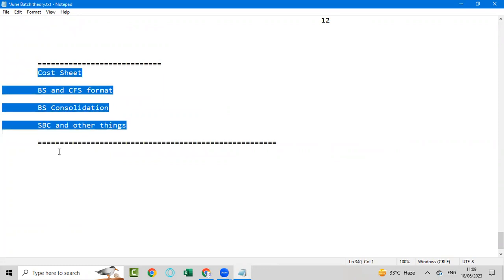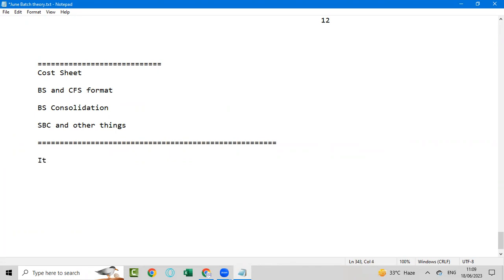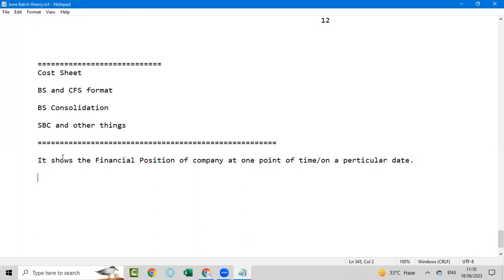Okay. So the balance sheet shows the financial position of a company at one point of time or on a particular date. Now, in the balance sheet, on the right side we have assets, and on the left side we have liabilities. Those assets can be divided into current assets and long-term assets. So, let's first talk about current assets.